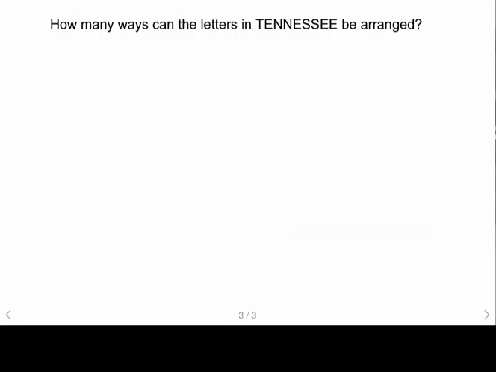Now this idea of dividing out the repetition is extended in this next example, which is: how many ways can the letters in Tennessee be arranged? Well, okay, so order kind of matters, but order kind of doesn't matter. Here's the deal. If I switch the places of the two N's, I don't have a different word, right? If I switch the places of the two S's, I don't have a different word. So what we're going to do is count how many letters there are in Tennessee. There are 9 letters total.